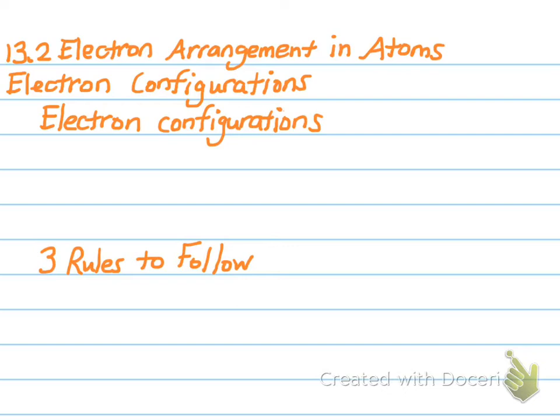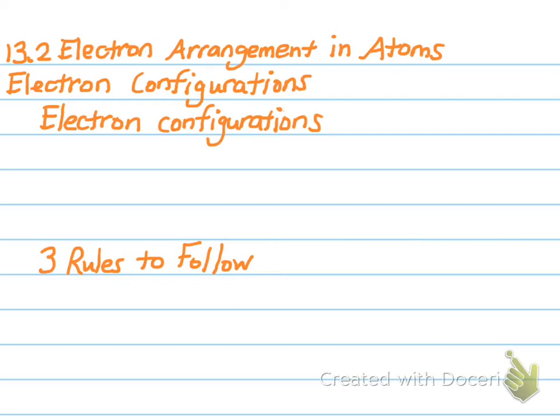The sub-levels have orbitals within them. How many orbitals depends on the sub-level. S sub-levels only have one orbital, one S orbital. P sub-levels have a total of 3 orbitals. D sub-levels have a total of 5 orbitals, and F sub-levels have a total of 7 orbitals. Remember, each orbital can only hold 2 electrons.